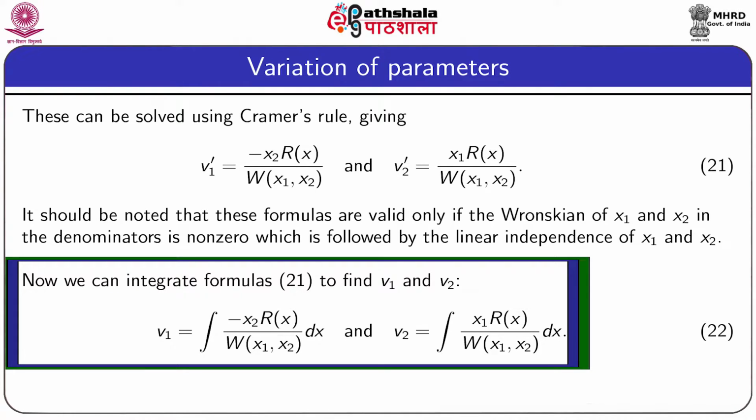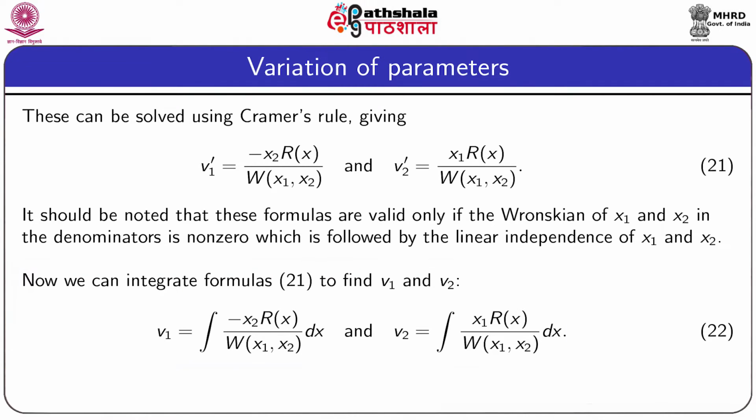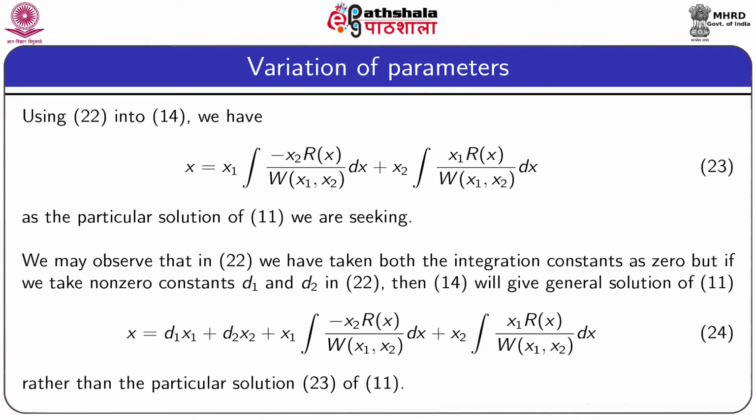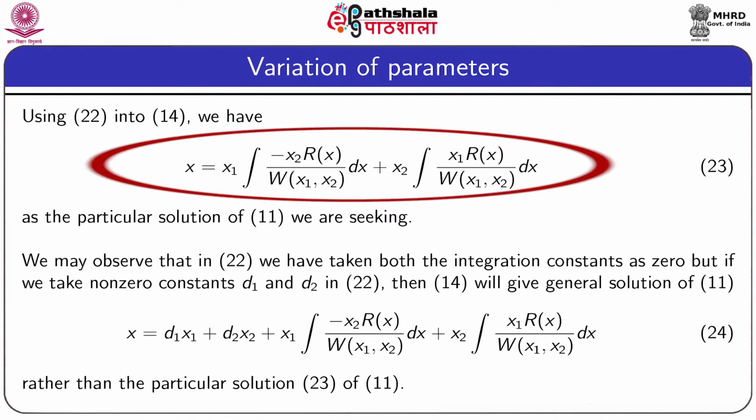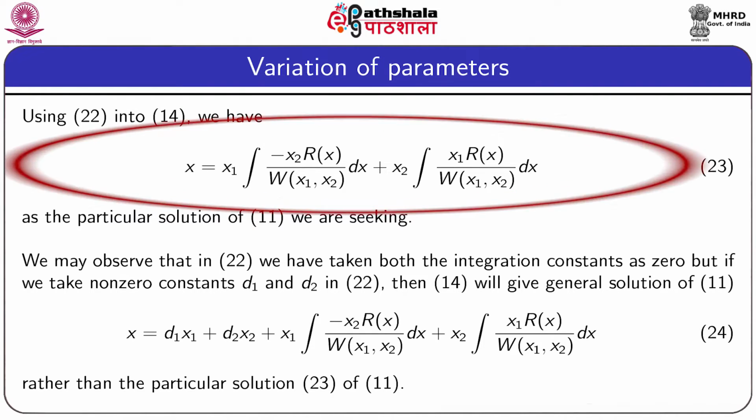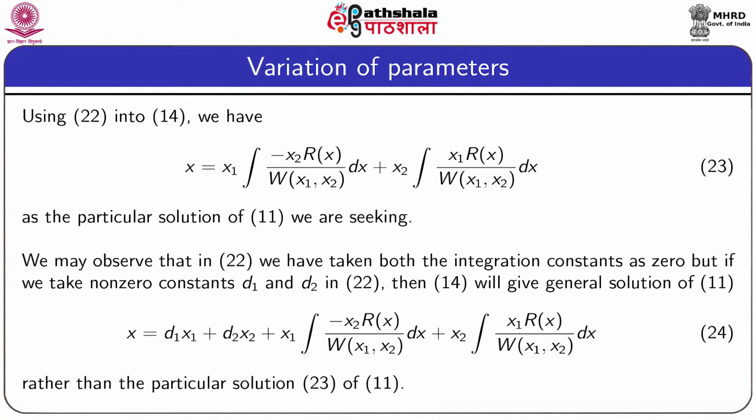We now integrate equation 21 to find v1 and v2, and we get the expressions in equation 22: v1 equal to integration of minus x2 r x divided by W d x, and v2 equal to integration of x1 r x divided by W d x. Using 22 in 14, we have the particular solution in the form x equal to x1 integration of minus x2 r x divided by W d x plus x2 integration of x1 r divided by W d x.